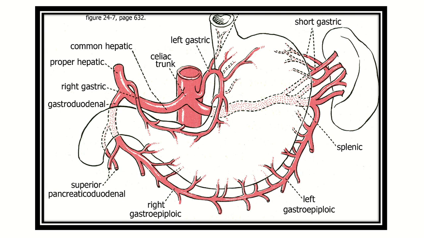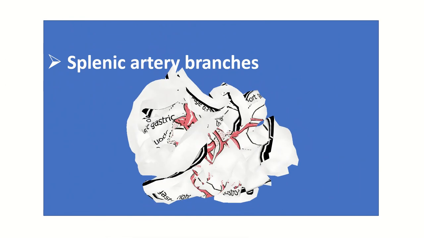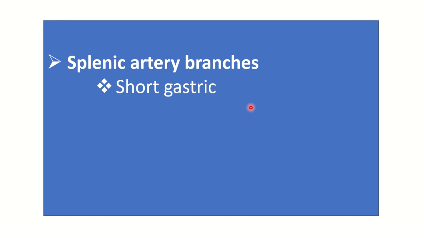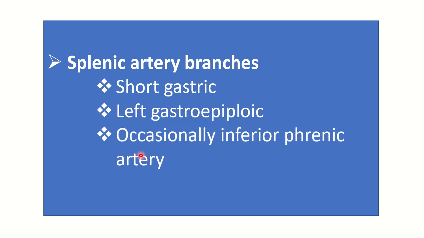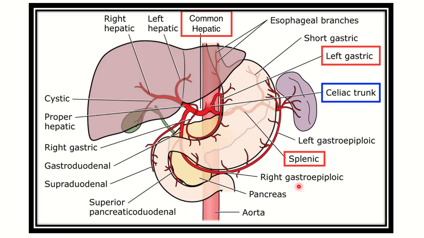So this is another picture, and it is also very clear. Here we can see this is the celiac trunk, and it's giving three important branches: left gastric, this one is the common hepatic, and this one is the splenic artery. So the branches of the splenic artery: short gastric artery, left gastroepiploic artery, and splenic branch, and occasionally it may give the inferior phrenic artery, but it is not important. The splenic artery gives branches to the spleen, then short gastric, then left gastroepiploic artery.